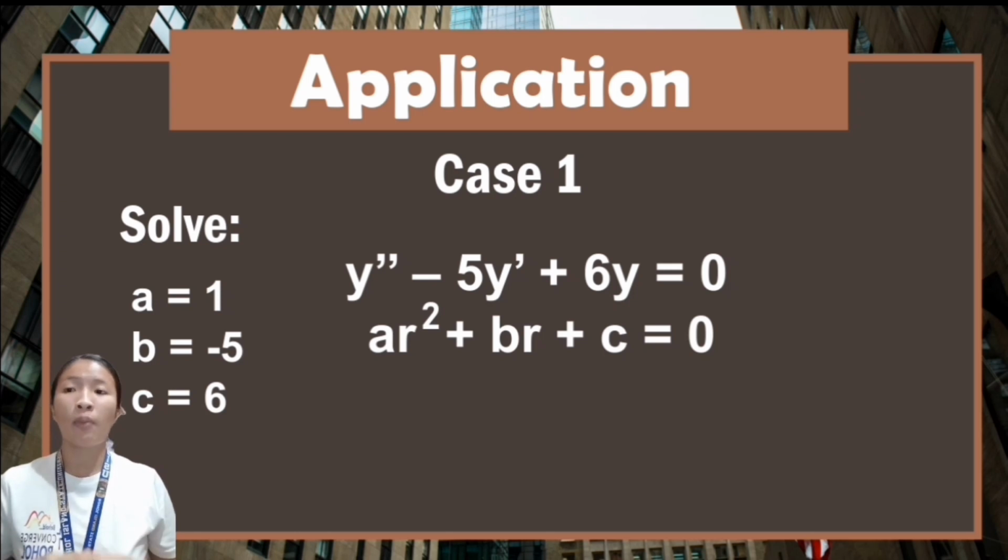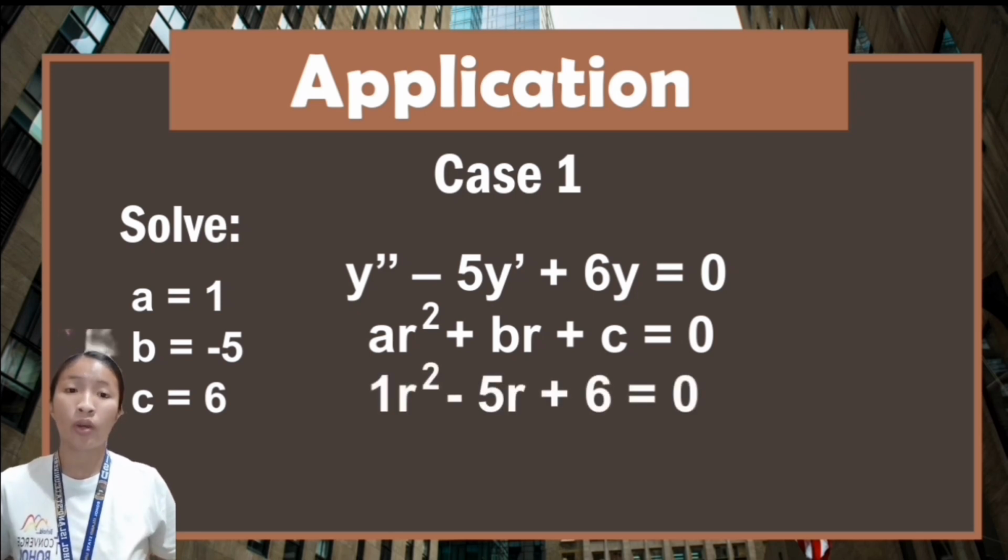So, let's talk about how we can solve this differential equation. First, let's write this quadratic function, which is ar squared plus br plus c equals 0, wherein our a is equal to 1, our b is equal to negative 5, and our c here is equal to positive 6. By replacing those values, we're going to have 1r squared minus 5r plus 6 equals 0.